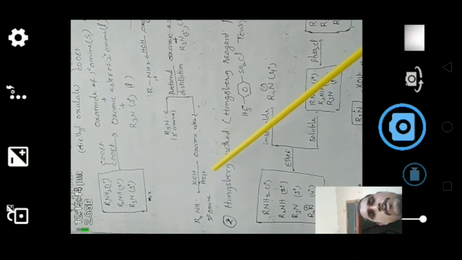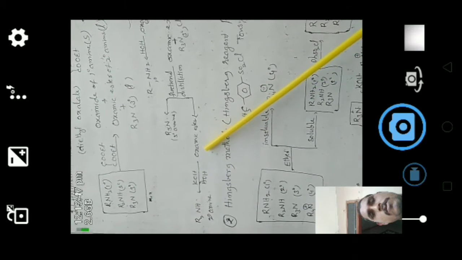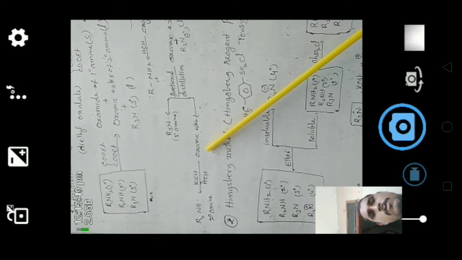So when we do fractional distillation, the tertiary amine is separated out. Then the oxamic ester is there. On hydrolysis of this oxamic ester in the presence of potassium hydroxide, it gives secondary amines. These are the separation methods of primary, secondary and tertiary amines. These are very important.